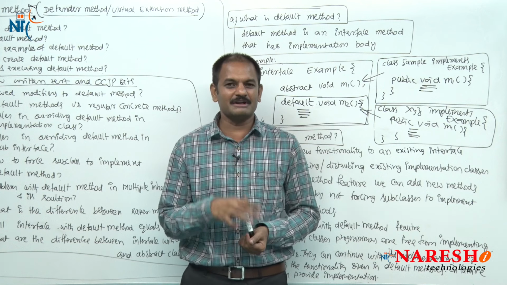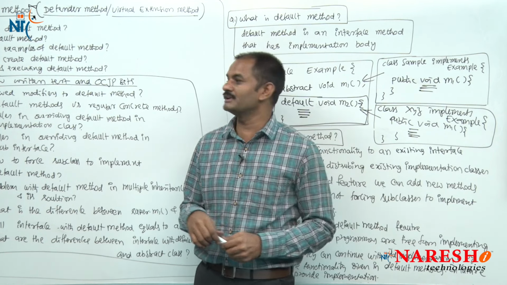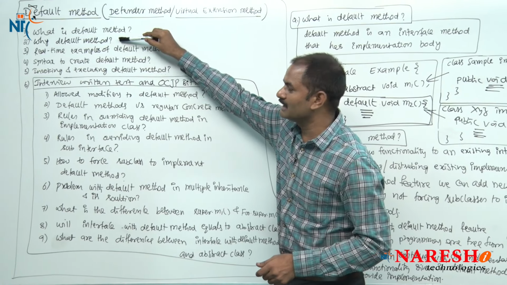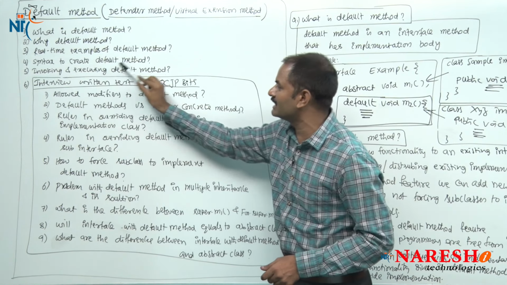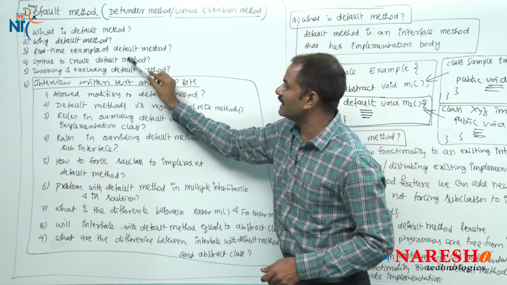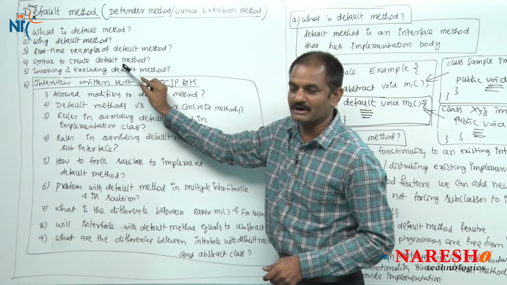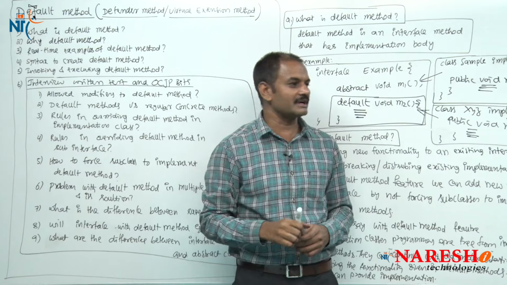Now let me try to summarize all these points with some questions. What are the questions we discussed? Look here. What is a default method and why a default method? How to create a default method, the syntax to create a default method. I have covered three points here: what is a default method, why a default method, and the syntax to create a default method. Three points over. Let us see the notes for these three points. Look at the board.